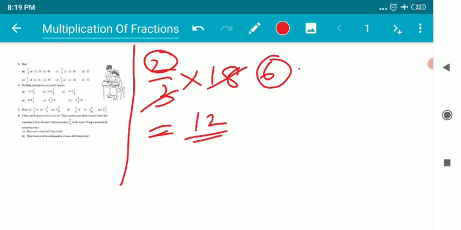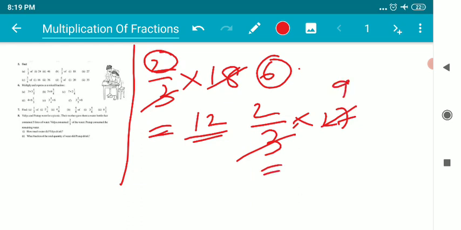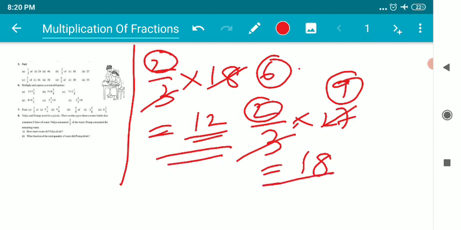Now, the next part of this question is 2/3 of 27, means 2 by 3 into 27. So children, 3 and 27 can be cancelled. 3 9s are 27. So answer is 9 into 2 is 18. There are no statements to be written. There are no other things to be done. By simply multiplying, we can get our answer. This is how we have to deal with this kind of questions, children.